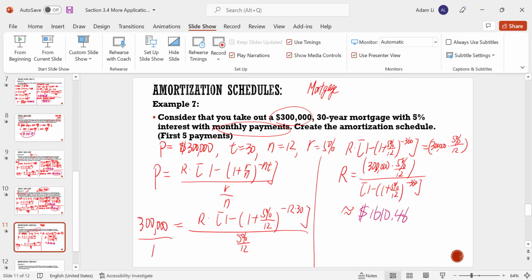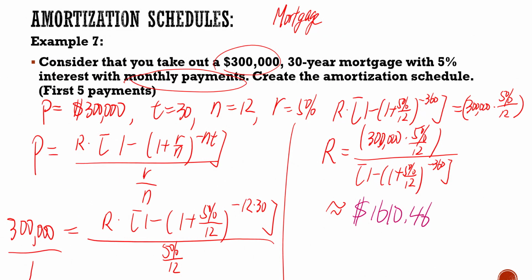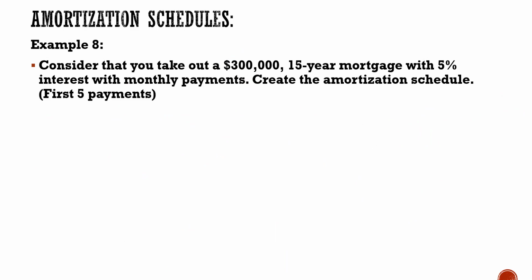Now let's go back to the component. So now the last example, example 8: consider you take out the same amount of mortgage, $300,000, but it's a 15-year mortgage with 5% interest. Now the term becomes half of it, and it's 5%. One more time, we need to calculate the regular payment first.